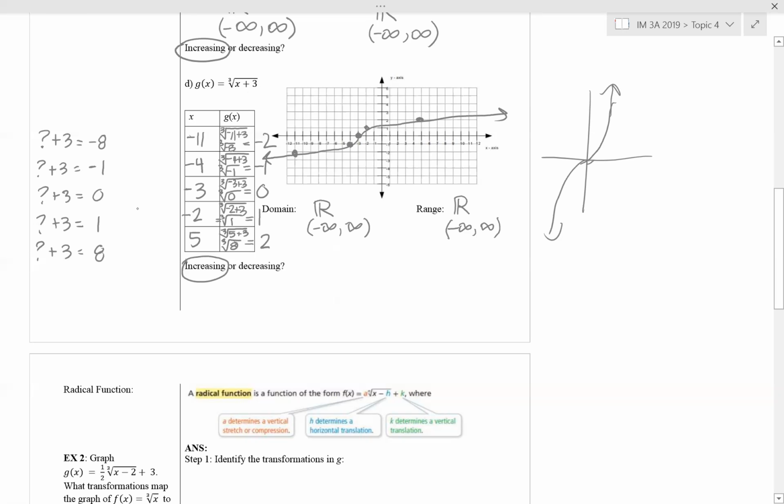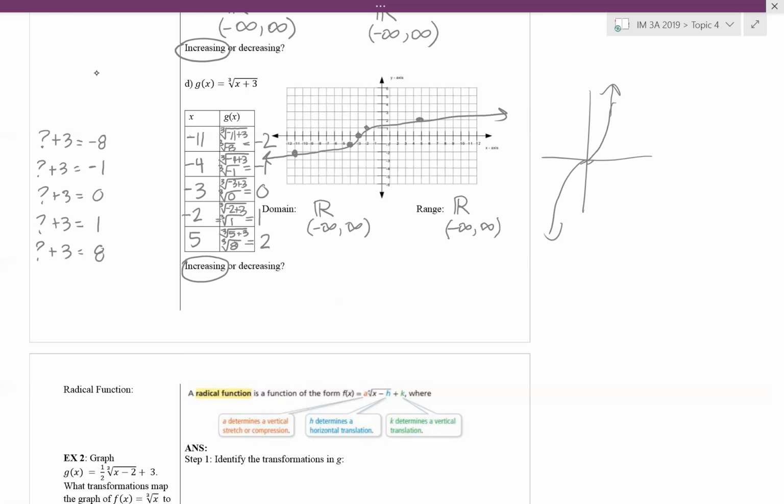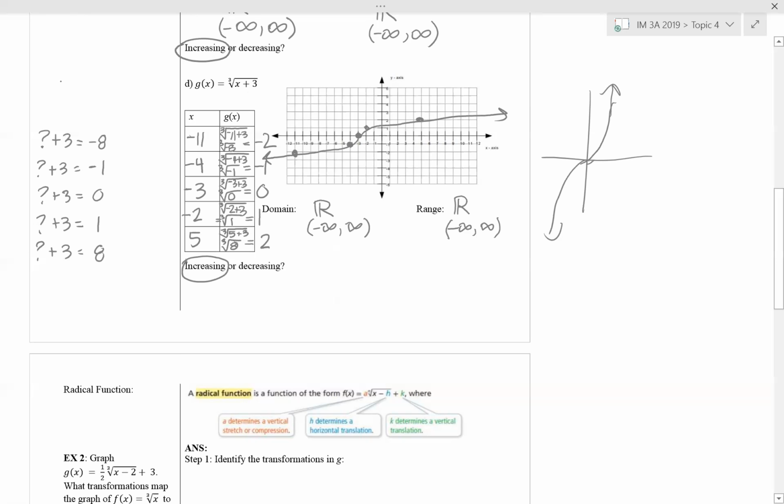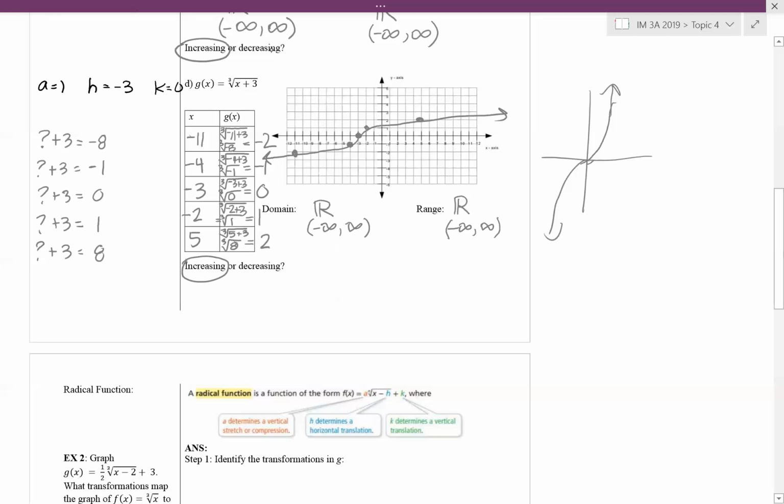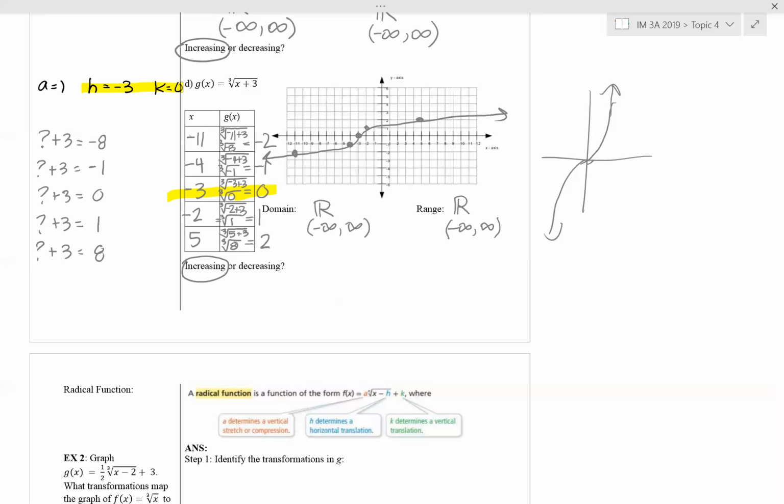So let's talk about patterns. So one thing to think about and what you can look at is identifying a, h, and k in the problem. So this one, g of x, a is 1, h is -3, and there's no k, so k is 0. So what's happening here is that instead of our first point being h, k, notice our middle point is h, k. And then the pattern is different because it's a cube root function, not a square root.